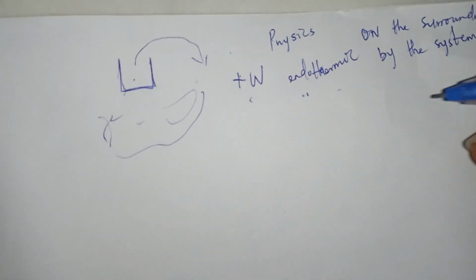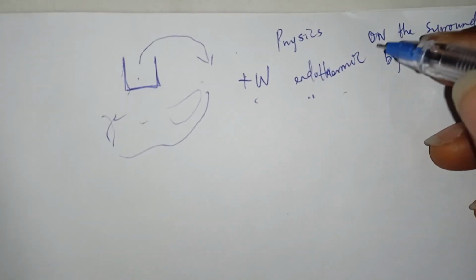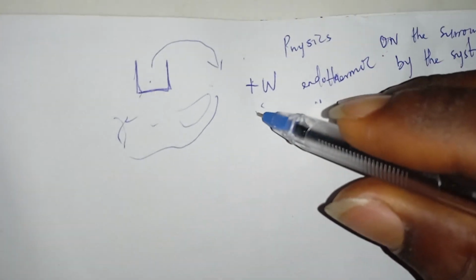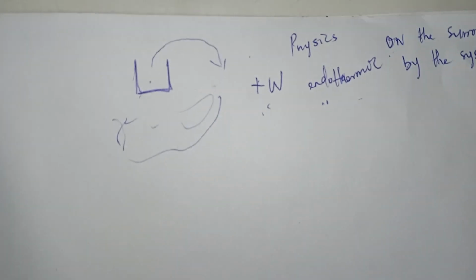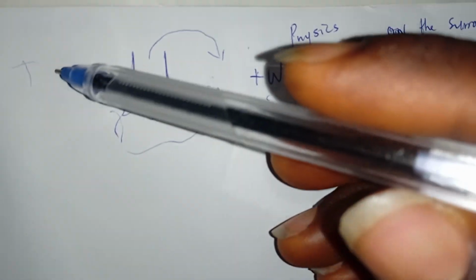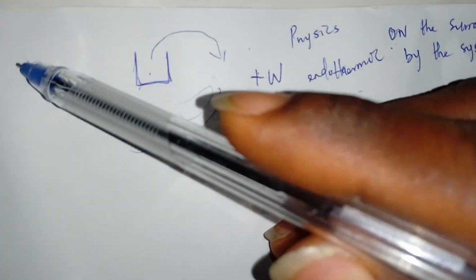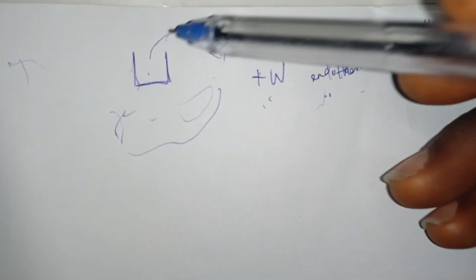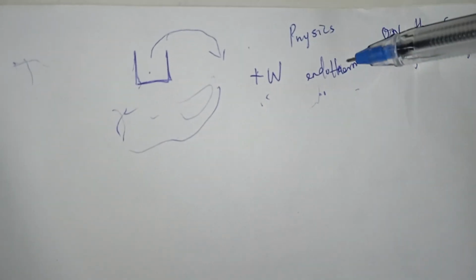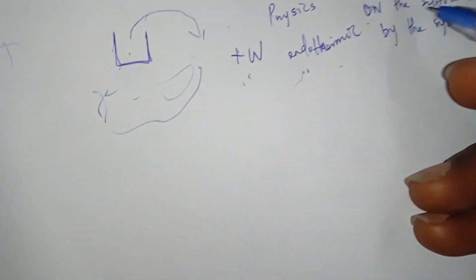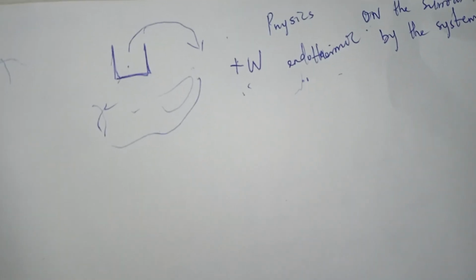So if work is done by the system, work is done on the surrounding is still positive. So whenever work is done on a system, it is positive. And when work is done on a system, that means work is done by the surrounding. But when work is done on the surrounding, that means work is done by the system. So when it's done on the surrounding, work is positive.